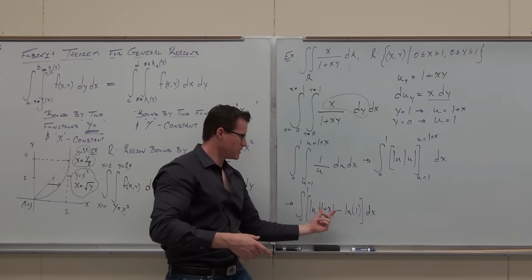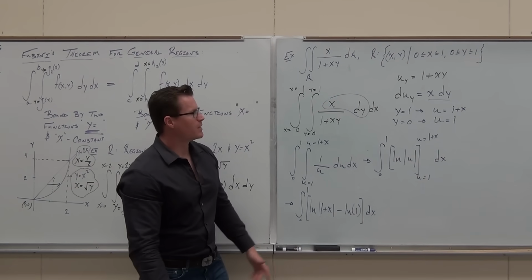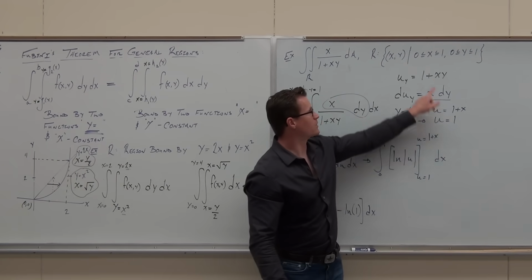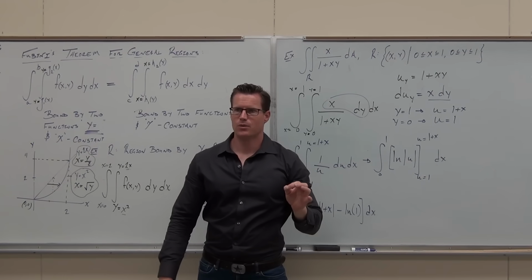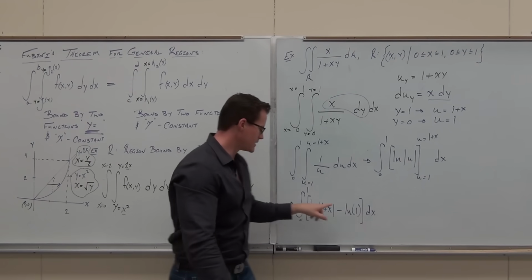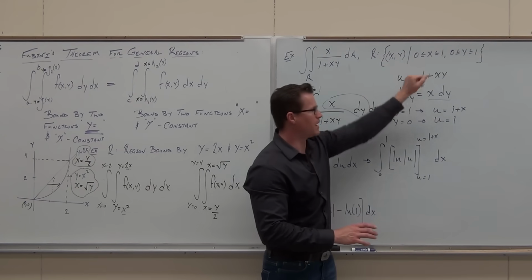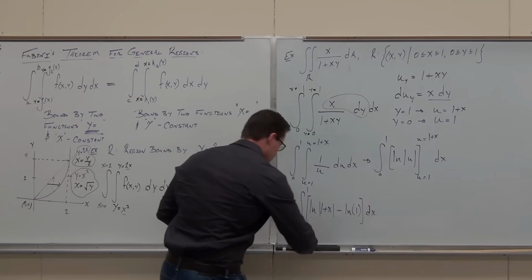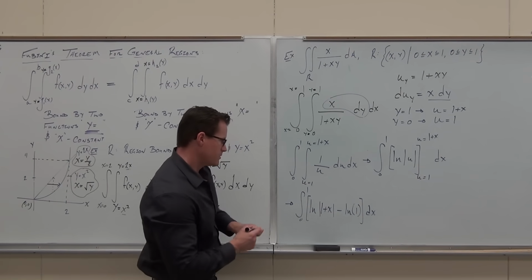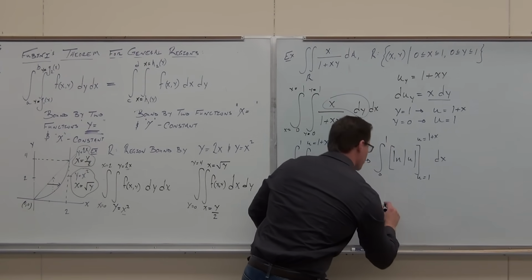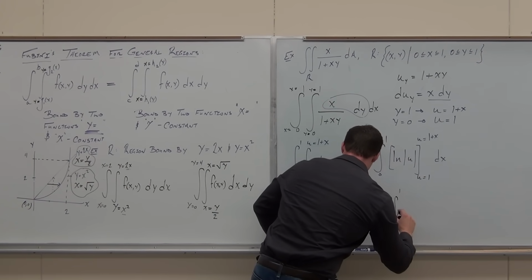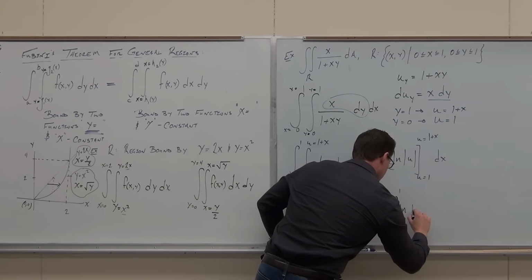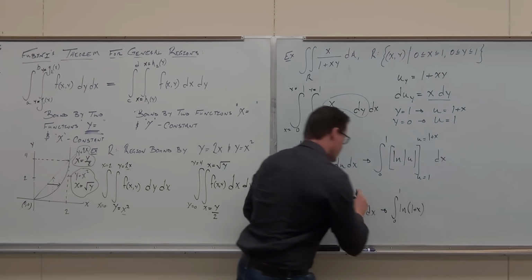So when we plug in, we do the 1 plus x. Now, look back at your bounds. Because x is going from 0 to 1, this can never, ever be negative. Do you see that? We get to drop the absolute value. So this doesn't have to be here because of our bounds in terms of x. Also, how much is ln of 1?